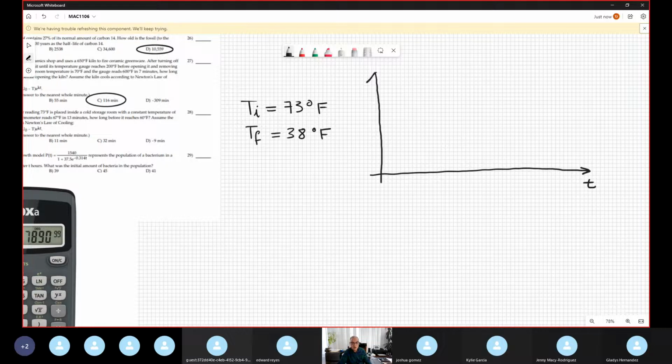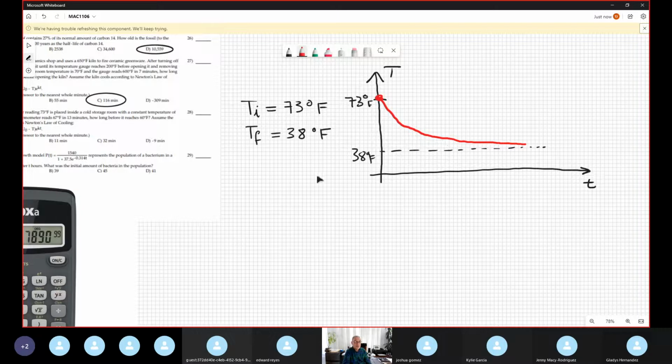Time, temperature. Capital T, temperature. Little t, time. The initial temperature is 73, and the final is 38. And this is asymptotic, no? It is obvious that the temperature starts here. Cooling, the temperature decreases, but never overcomes this temperature because it's the temperature of the room, no?